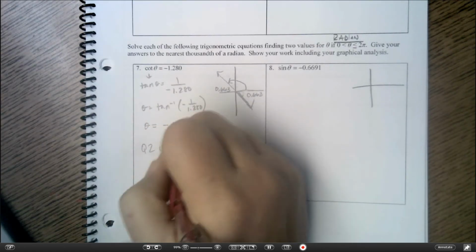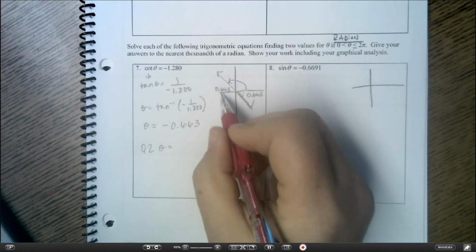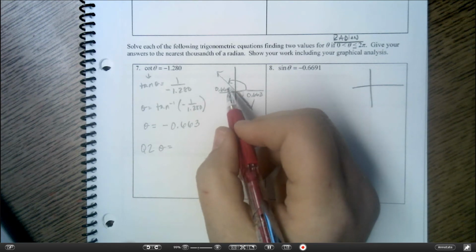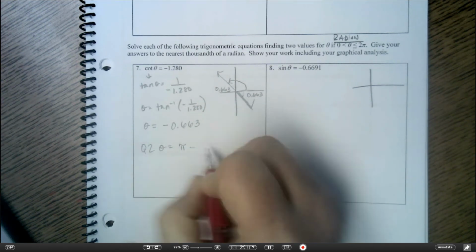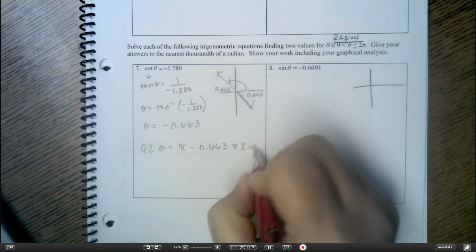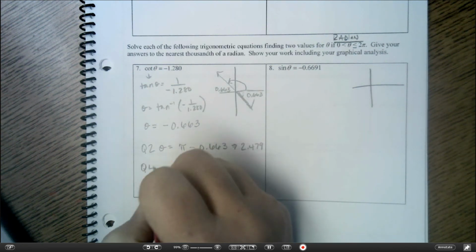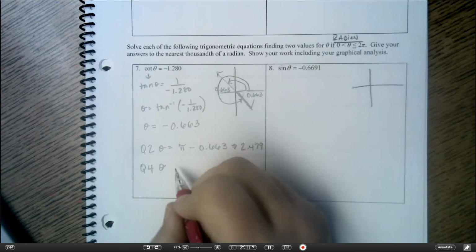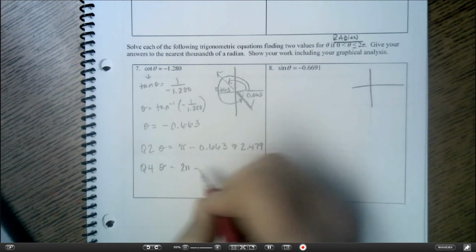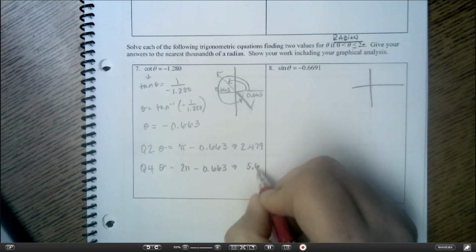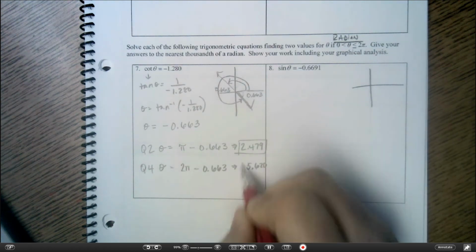So quadrant 2 theta looks like it's going to be 180 degrees minus this angle, but we're in radians. So what we're going to go is pi minus 0.663. And that's going to give us 2.479. My quadrant 4 theta, well, the easiest way to do that really would be 2 pi minus the 0.663, and that's going to give us 5.620, okay, radians.